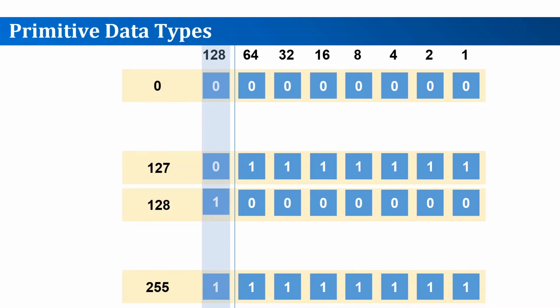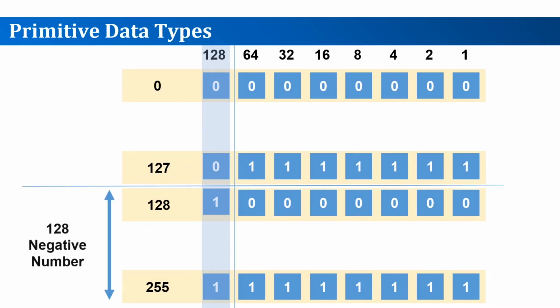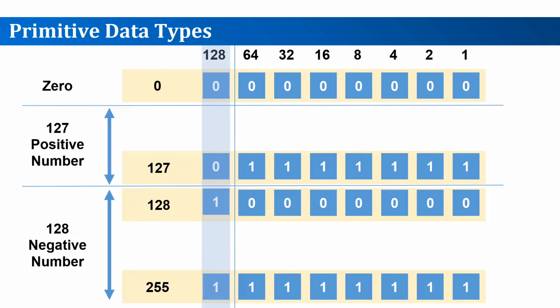If you look at this table, the first 128 numbers will have 0 in this bit. The second half of the table will have the most significant bit of 1. Since 1 means negative, we have 128 negative numbers to represent. In the positive range, however, we have to count for the number 0, and that's why we have the 0 and 127 positive numbers. Excellent.